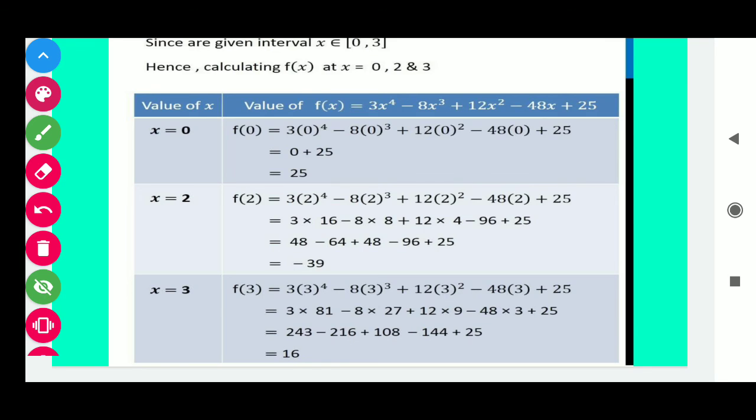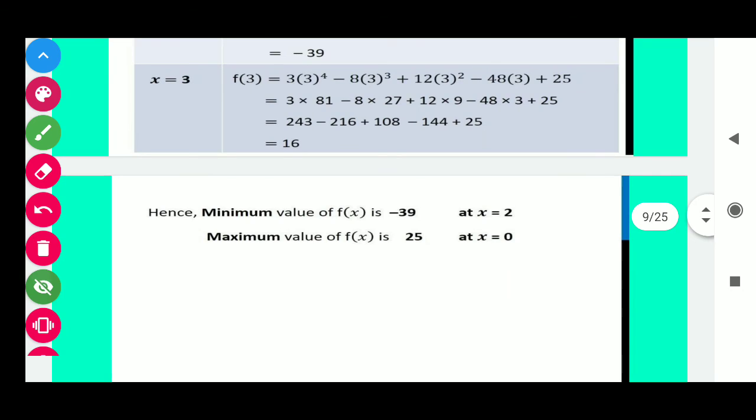By putting this 0 we get f of 0 equals 25. Now students, if we put x equals 2, by calculating this, the calculation is very simple, you will get minus 39. Similarly, by putting 3 we get the answer 16. Now students, we need to find the maximum and minimum value. Hence the minimum value of f(x) is minus 39 at x equals 2, and the maximum value of f(x) is 25 at x equals 0.